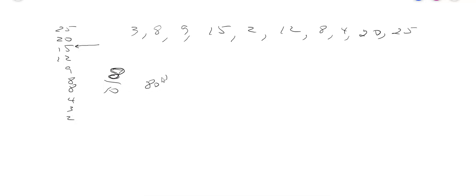So I'm at the 80th percentile. So this score of 15 is at the 80th percentile, because 80% of the scores are at or below that number right there. So it's pretty straightforward. And again, you can look in your book. He's got a couple examples on how to find that.